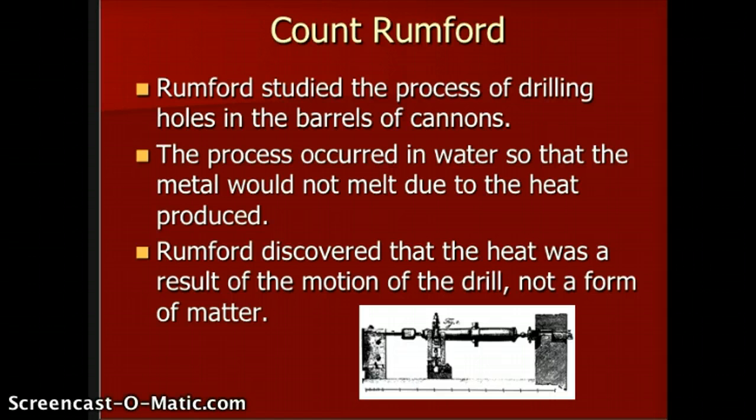So you realize that if the water stopped boiling when the drills stopped drilling, whatever was making the water boil was no longer present. And that got him into thinking that heat was not a form of matter, but a form of energy that exists when work is done, the drilling of the drill.